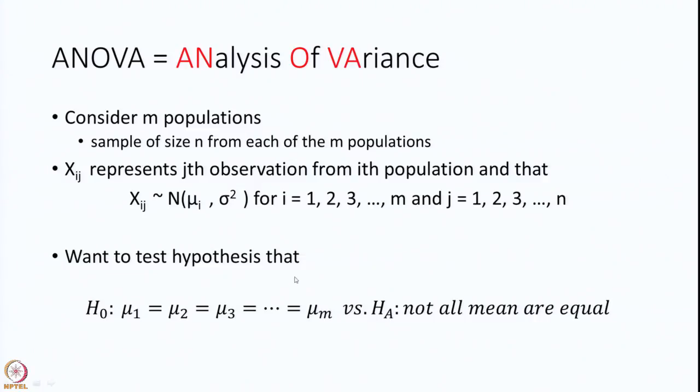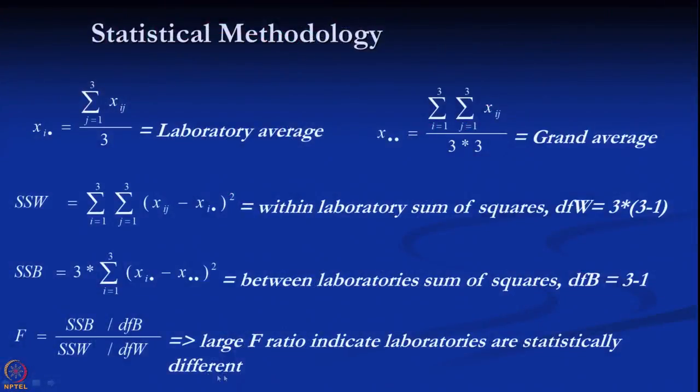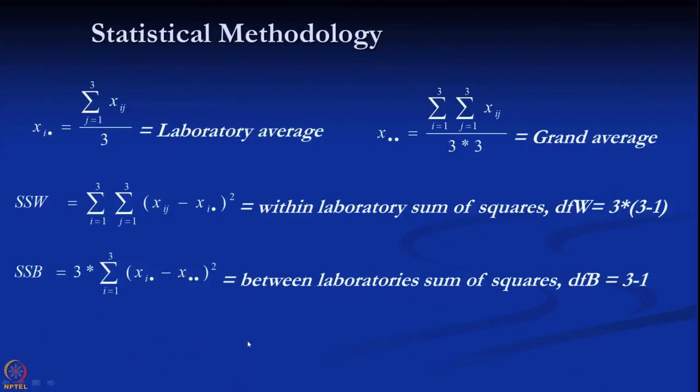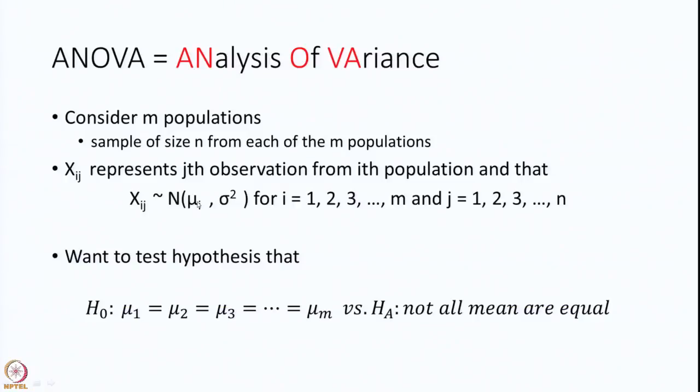We want to test the hypothesis that all the means are the same versus the alternative that all means are not equal. This is the hypothesis that we wish to test. Once again, please remember, the normality assumption is only for convenience, to derive the distribution of the F statistic. Otherwise, it is not really necessary. What I said previously, that if the F ratio is large, it indicates that the laboratories are statistically different, is enough. However, in this case, we are assuming normality.